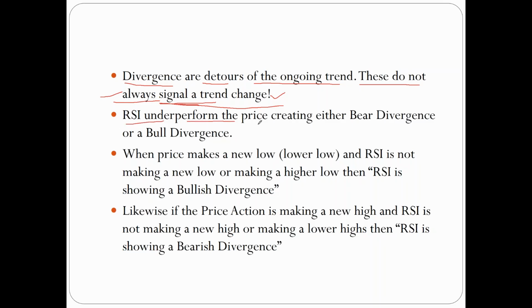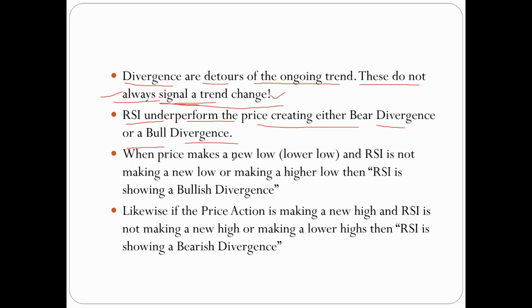When RSI underperforms the price, it creates a bear divergence or bull divergence. That means the RSI is not in tandem with the price. RSI is underperforming the price. And when RSI underperforms the price, then we get divergence, whether bull or bear.